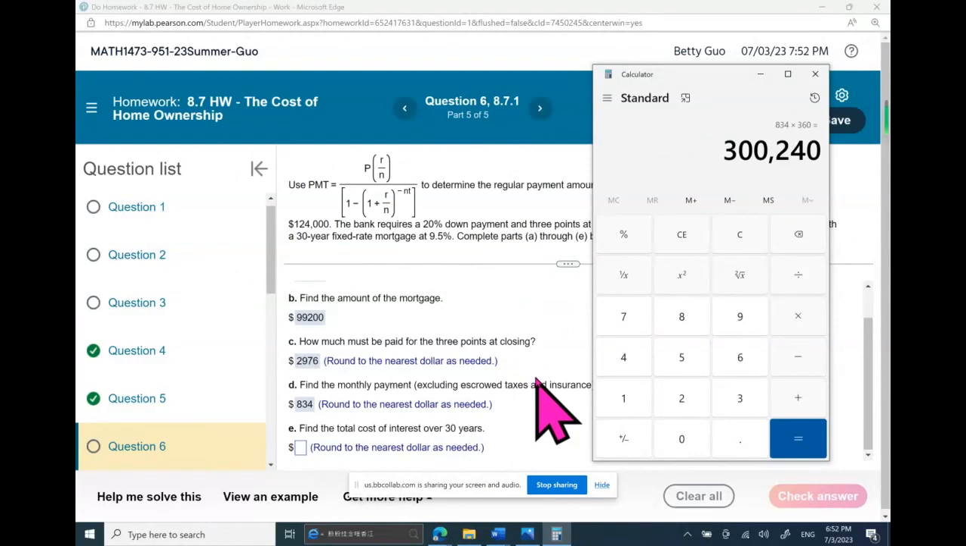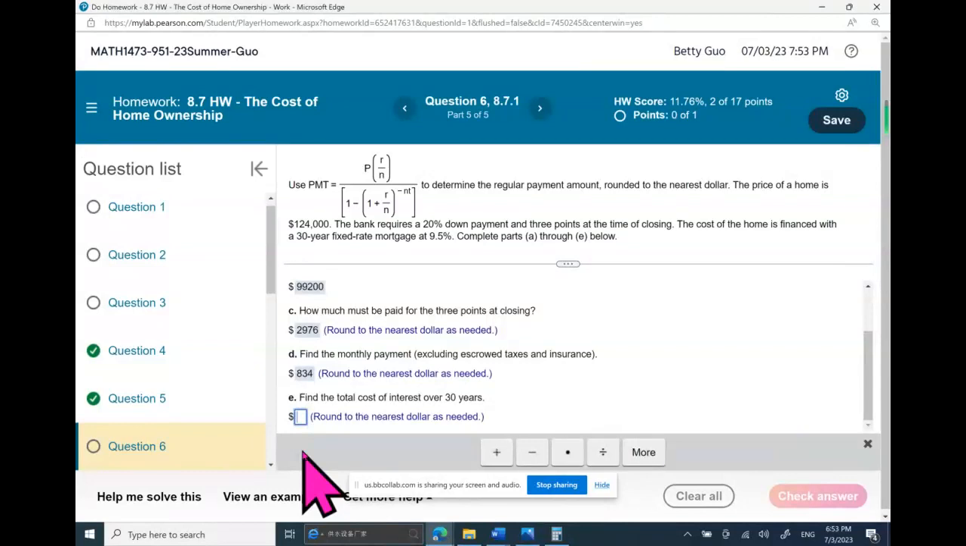And then we use that money minus the money you owe. We got a number from Part B: you only owe 99,200. So minus 99,200. The difference is the cost of the loan. That's the interest, to the nearest dollar. So it is $201,040.